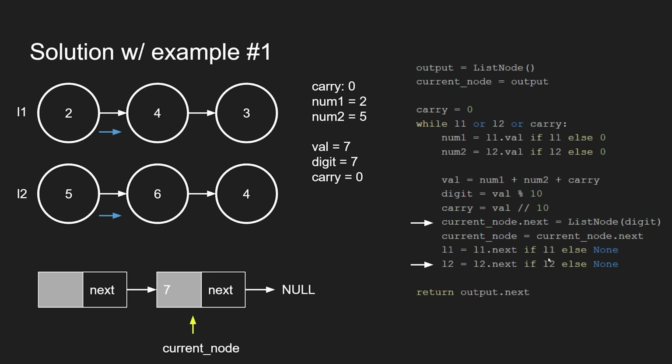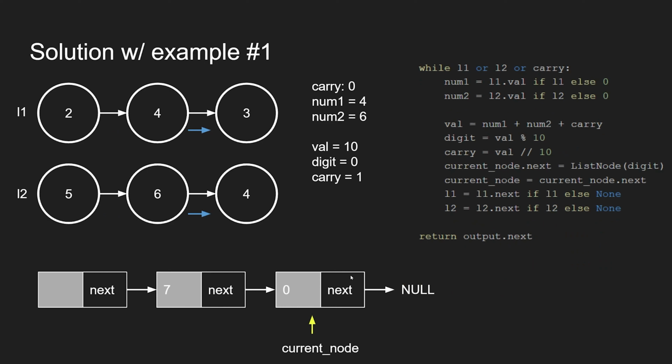So stepping through this, we are back to the while loop. So num1 updates, num2 updates. So that's 4 and 6. And then value is num1 plus num2 plus the carry. The initial carry is 0. The value is 10. The digit is 0 and the carry is 1. So we're actually creating a new node with 0 and then updating the current node to that next one, and also shifting from 4 to 3 and then 6 to 4 to prepare for the next one.